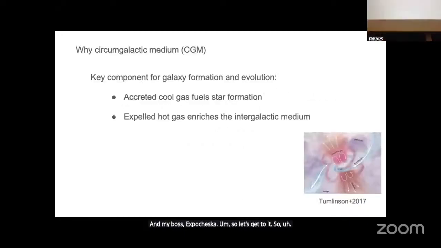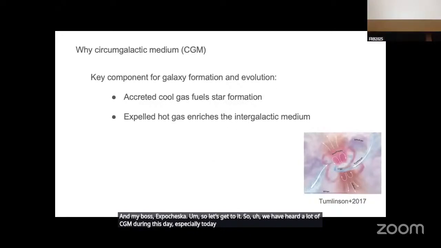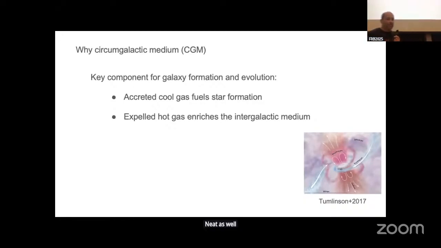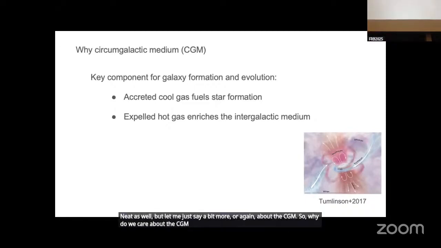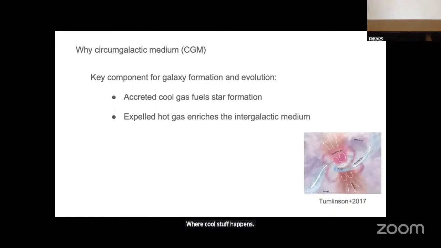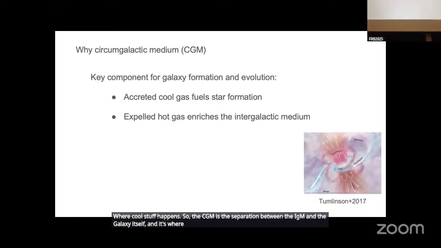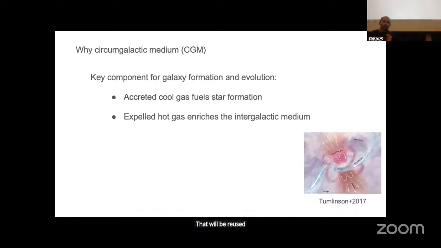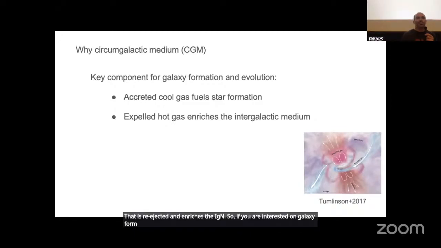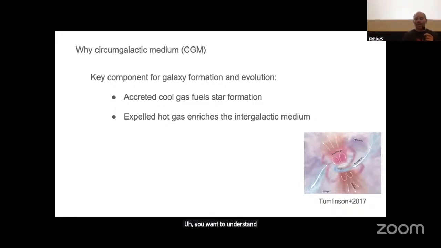So we have heard a lot about the CGM during these days, especially today, and tomorrow we will hear a bit more, but I just wanted to re-emphasize. Lordrick just mentioned this, Stella did as well, but let me say a bit more about the CGM. Why do we care about the CGM? Because it's where cool stuff happens. The CGM is the separation between the IGM and the galaxy itself, and it's where cool gas is accreted that will be reused to form stars, and at the same time, these stars produce metals and materials that are re-ejected and enrich the IGM. So if you are interested in galaxy formation and galaxy evolution, you want to understand the circumgalactic medium.